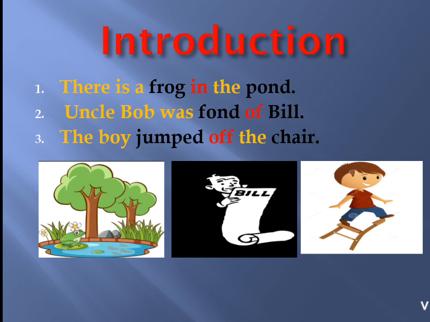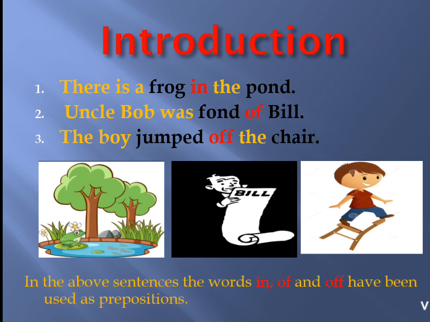In sentence 3, the word off joins the words jumped and chair. Thus, it joins a verb to a noun. It shows the relation between the action expressed by the word jumped and the chair. In the above sentences, the words in, of, and off have been used as prepositions.